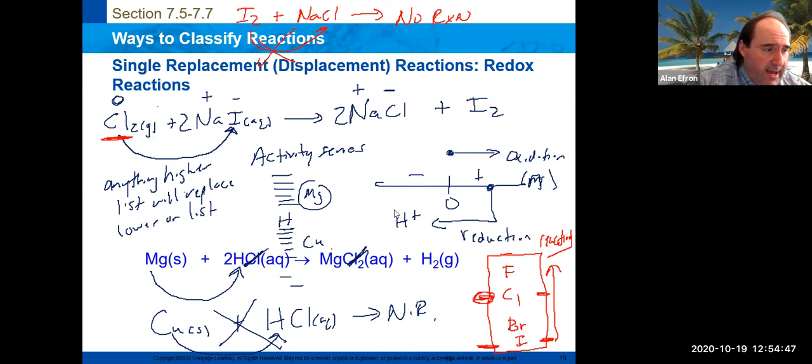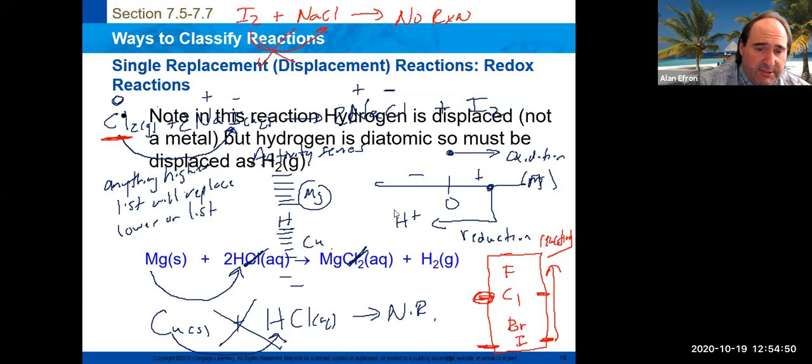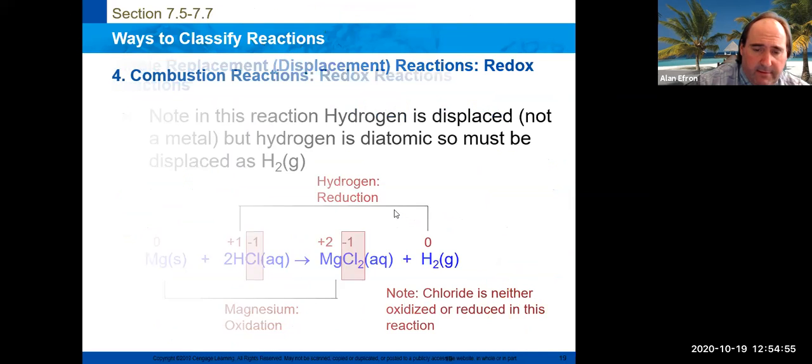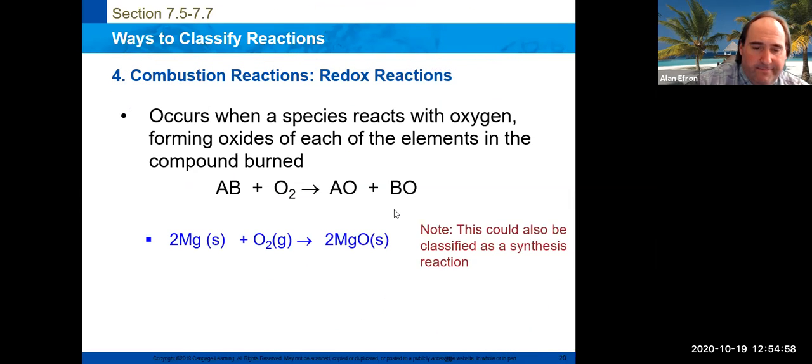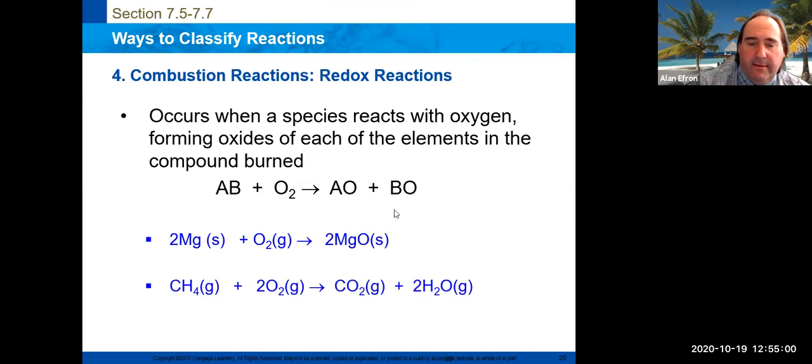Another type of redox reaction is a combustion reaction. So let's talk about those. Now, I will say there are two types of combustion reactions. The simplest definition of a combustion reaction looks just like this. Pretty much you need O2 involved. So anything that O2 is involved in can be considered a combustion reaction.